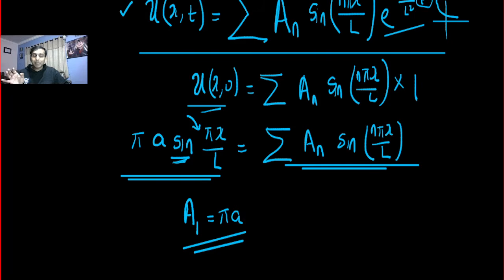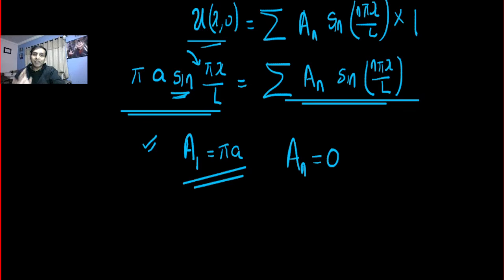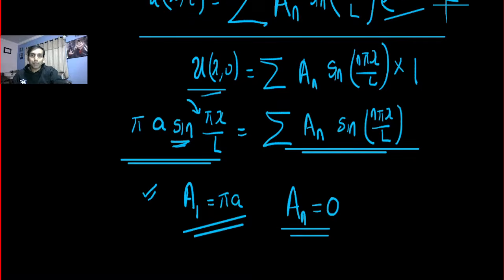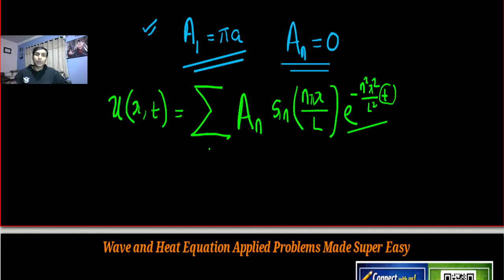Okay, I'm going to write a1 equal to pi a because I can see 1. And I'll write an equal to 0 for every other value, means a2, a3, a4, etc. And that's it. We have already solved it. So I got the value of an. Now all I have to do is plug it back into the solution. So this is the solution and I'll plug it back here.